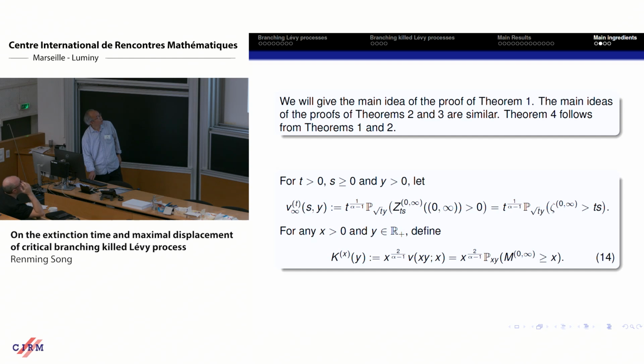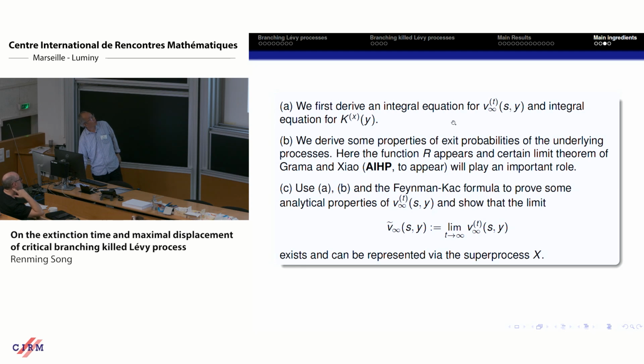Okay? Then actually for Theorem 1, we're mainly interested in that guy. So basically, what you do here, we first derive an integral equation for that quantity, and you can also derive an integral equation for that. Okay, that's relatively straightforward. Then of course, under our assumption on the spatial motion, we can get various exit probabilities of the underlying process. And here, the harmonic function R will appear, and also certain limit theorems.